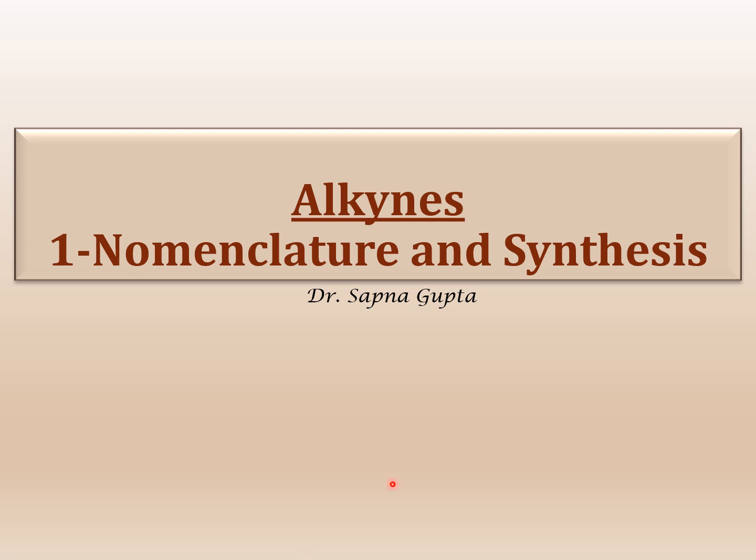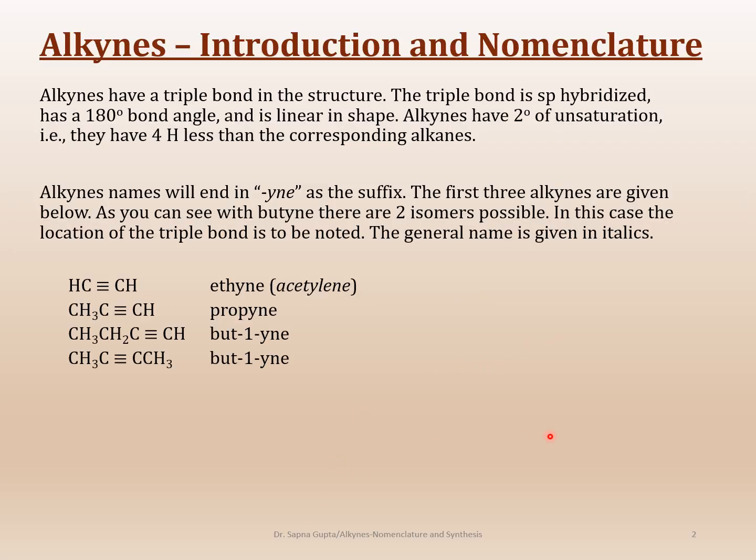In this presentation, we're going to learn about alkynes and we'll focus on their nomenclature, properties, and synthesis. So let's look at simple stuff about alkynes. First of all, alkynes have a triple bond in them. A triple bond means that they're sp hybridized, which is a 180° bond angle, and linear in shape. Alkynes also have 2 degrees of unsaturation, which means that they have 4 hydrogens less than the corresponding alkane. All right, so those are some of the basic things about alkynes.